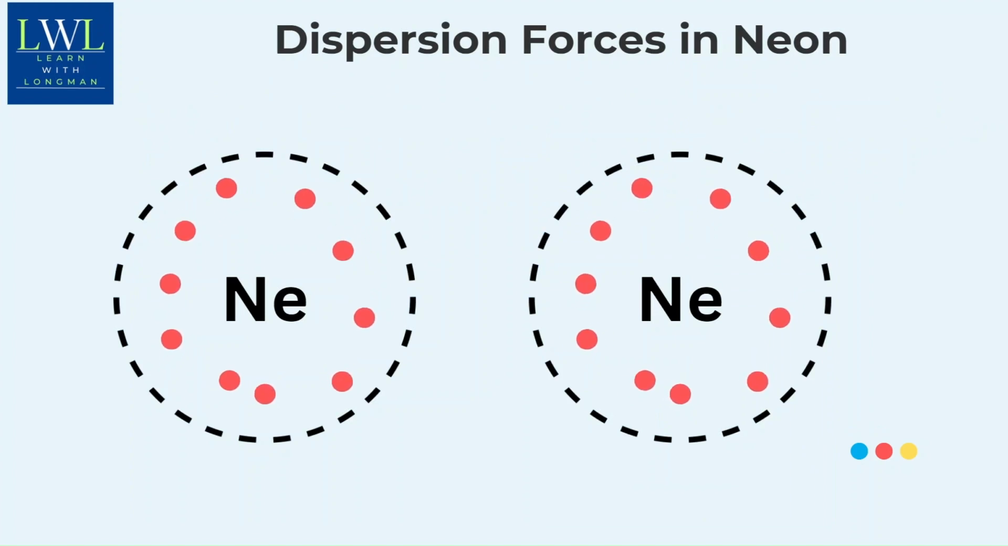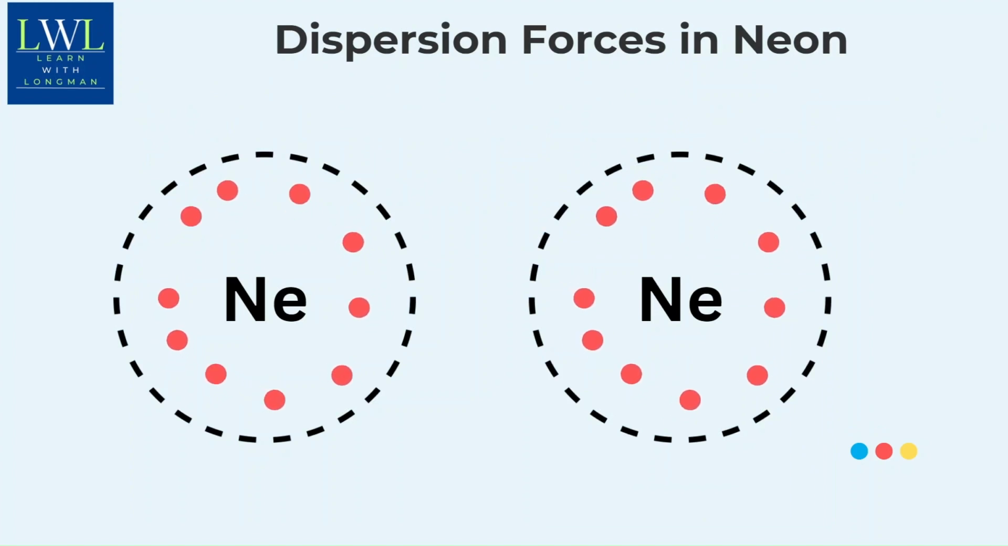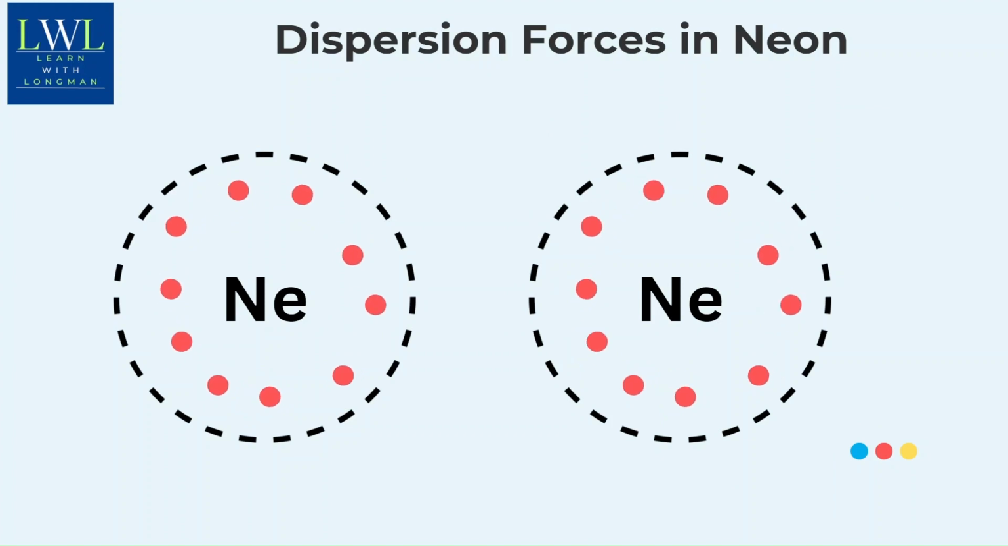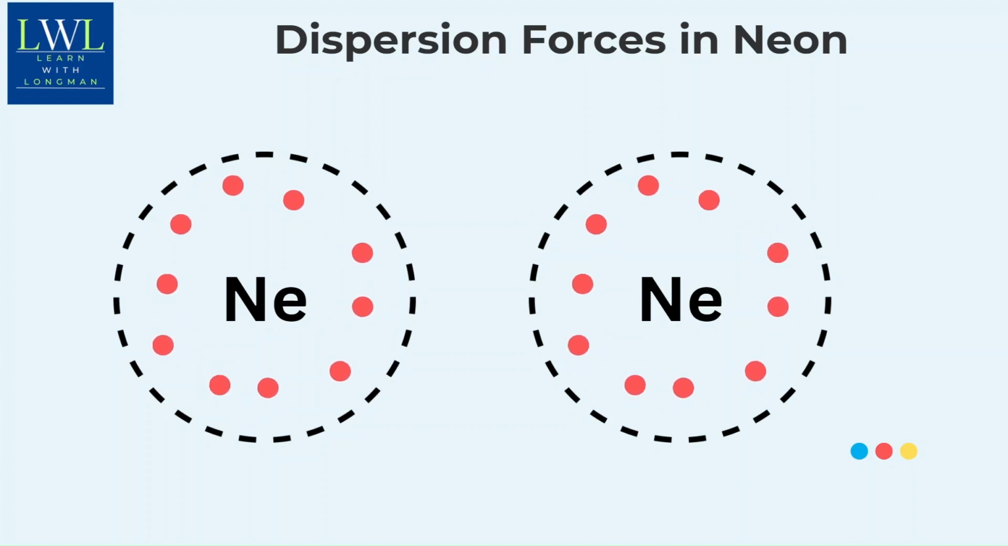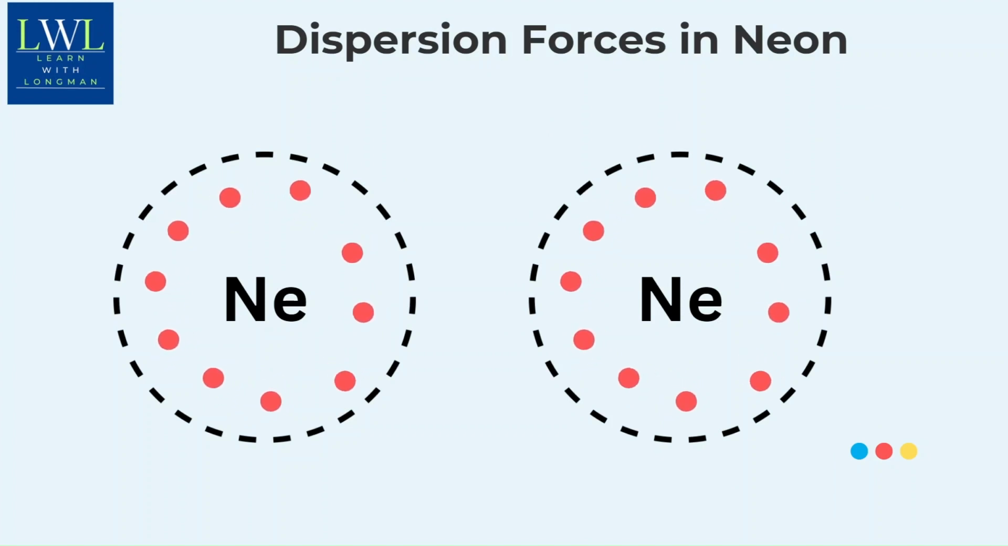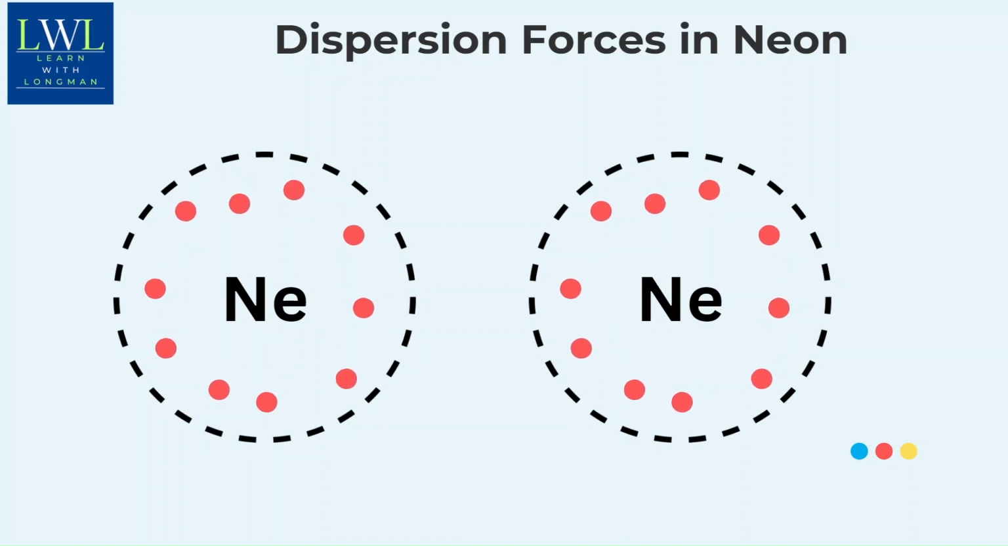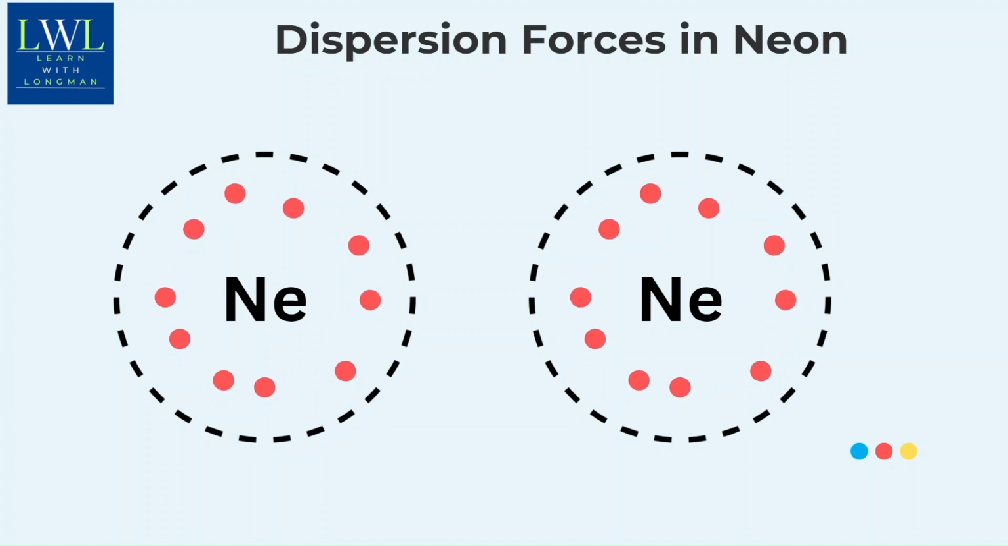Let's examine this as it occurs in everyone's favourite light maker, neon gas. Despite their noble nature, these small little atoms experience momentary shifts in their electron clouds.